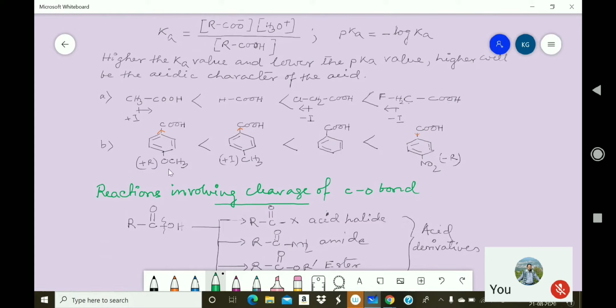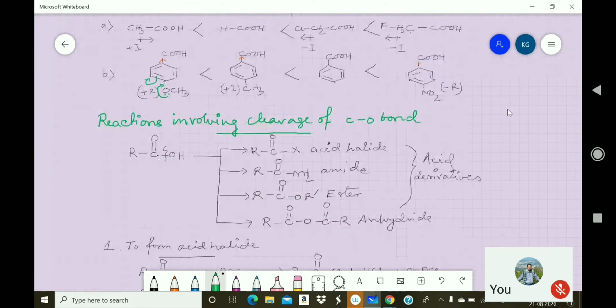And this donation is further more in case of this methoxy group, which is playing a role of plus R effect. That is, it donates electron by resonance. So therefore, ring will be more electron rich and the electron will be more coming towards the carboxylate ion, and therefore the acidic character will be further less. Hence, this is the order of acidity of the carboxylic acids.